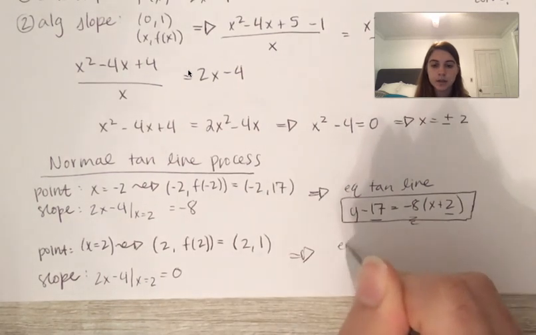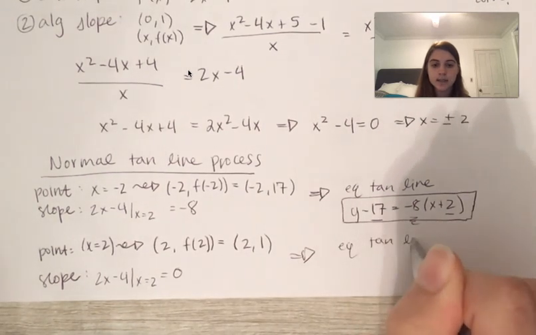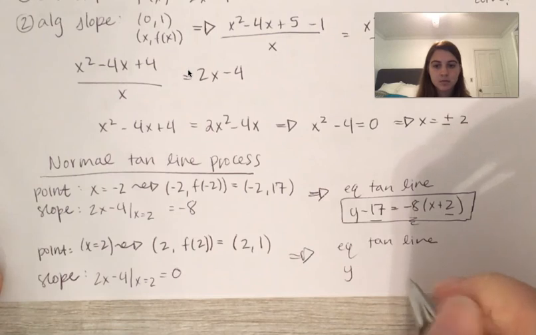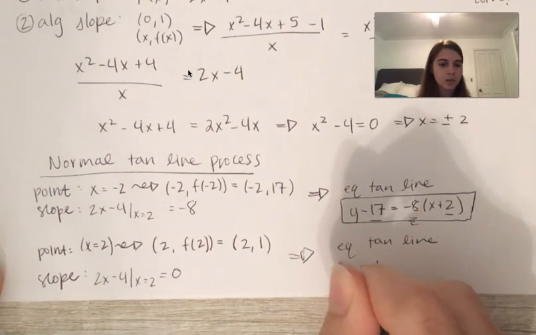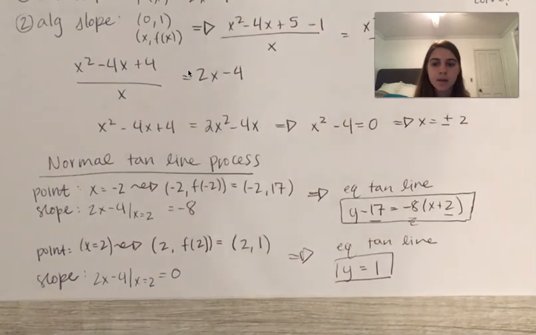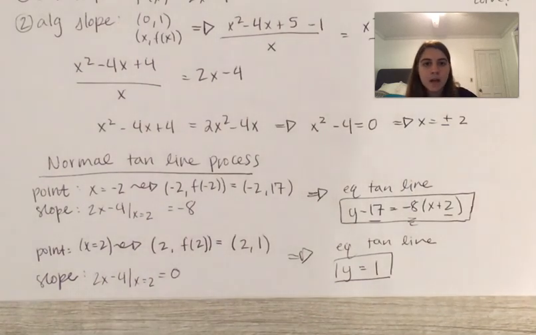And so our tangent line equation is pretty easy. We just get y equals 1, because it's like y minus 1 equals 0 times x minus 2, so y minus 1 equals 0, so it's just y equals 1. So that is the end of our tangent line worksheet, equations of tangent lines.